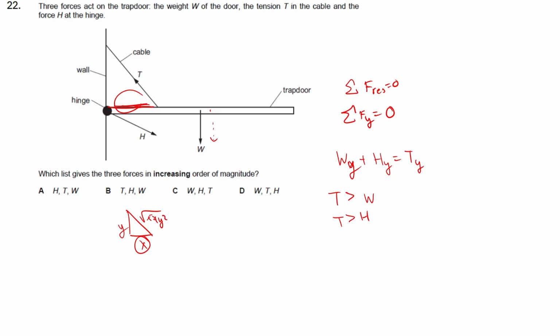So we know that T is going to be the greatest magnitude. And let's try and eliminate some choices. Nope. Oh, this one works. And nope. So A, B, and D don't work. I'm going to let this be C.